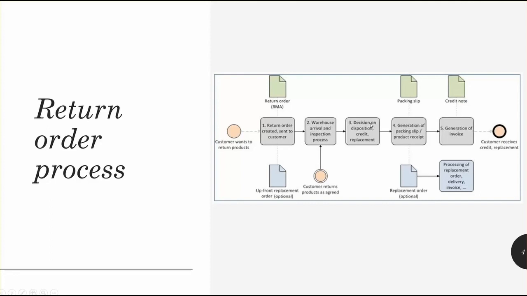Number three, you will decide what you will be doing with the items received. You will be putting them back into inventory, or you will be sending them to repair or scrap, or there may be other cases. Fourth, you will be generating the packing slip or the product receipt. In case of a return order, there will be a product receipt. And number five, there will be a generation of an invoice for this created return order.